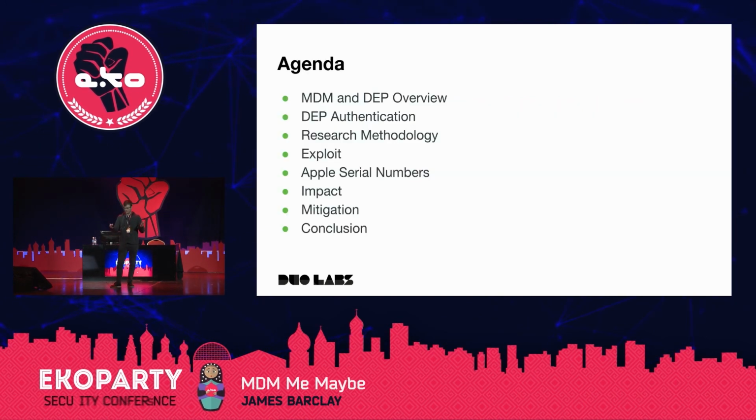So I'm just going to dive into the agenda. Very quickly, I will go over what MDM and DEP are. Then I'll move on to DEP authentication and some of the inherent weaknesses in it. I'll talk about our research methodology and an exploit. Then I'll go into Apple serial numbers and their format. Next, I'll talk about the impact of this research, and then mitigations, and then finally I'll wrap it up with a conclusion.